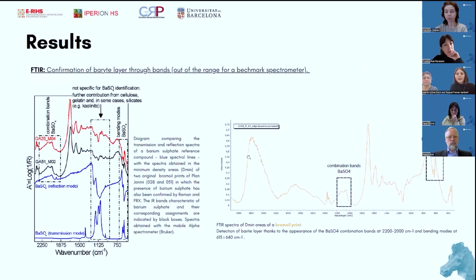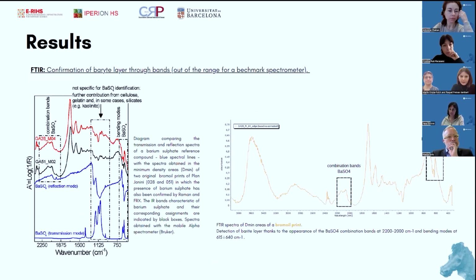So, if we start to talk about the results, below are some of the most significant results achieved with the MOLAB equipment. We cannot go into all the results because this would be a very long talk, but we will present some of the most relevant.